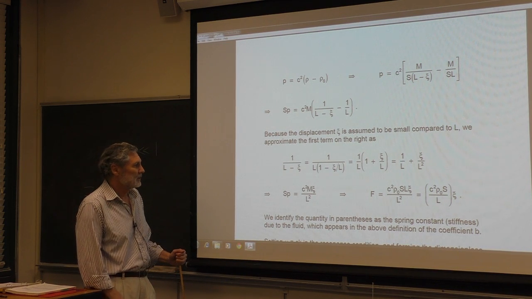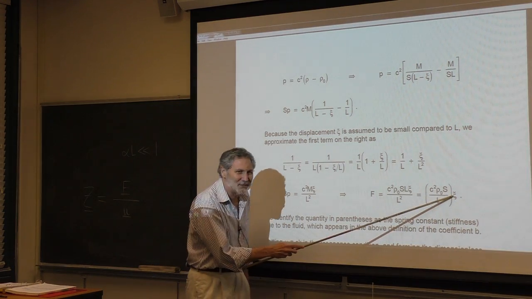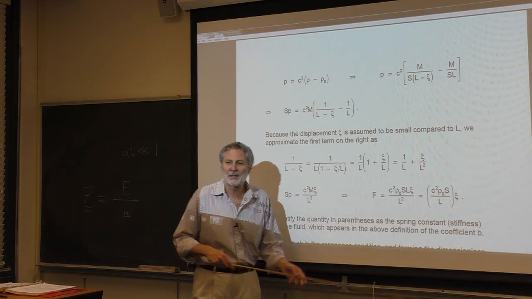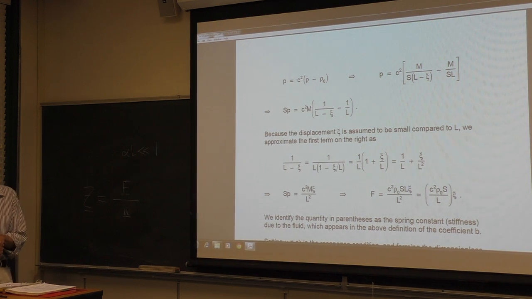Because we have so much notation here, we're not going to call it anything. I'm just going to leave it like this, okay? That's the spring constant for a column of fluid. And that's entirely general as long as the displacements are small and as long as you do it adiabatically.